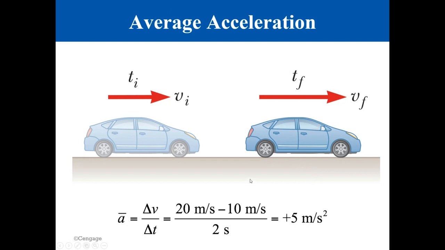For example, if the final velocity was 20 meter per second, the initial velocity was 10 meter per second, they are both along the same direction, and the elapsed time is 2 seconds, then the acceleration is 20 minus 10 divided by 2, which is 5 meter per second squared.